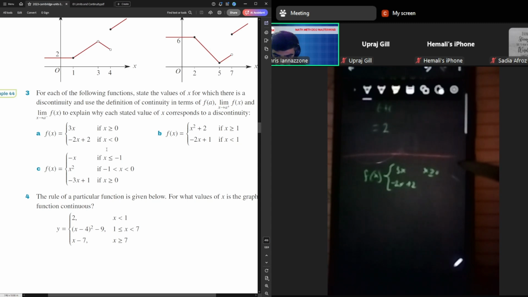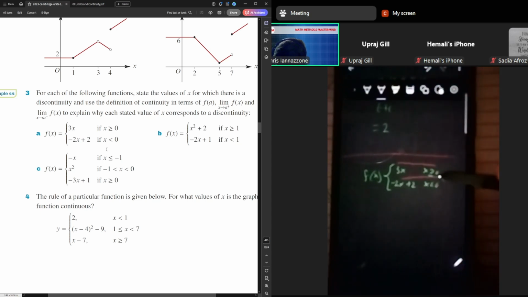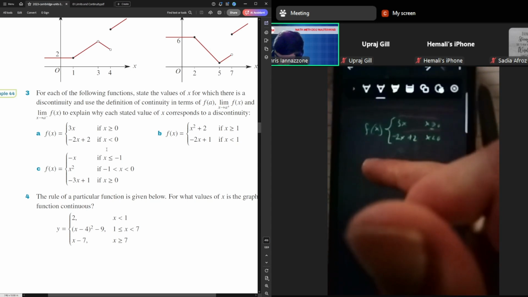Yeah, go line by line is correct. Certainly. So, piecewise, the way it works is each of these are their own separate function, but you're basically sketching them both on the same axis.